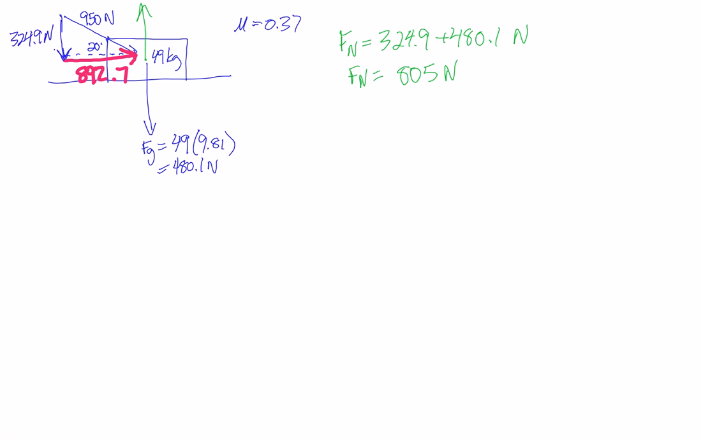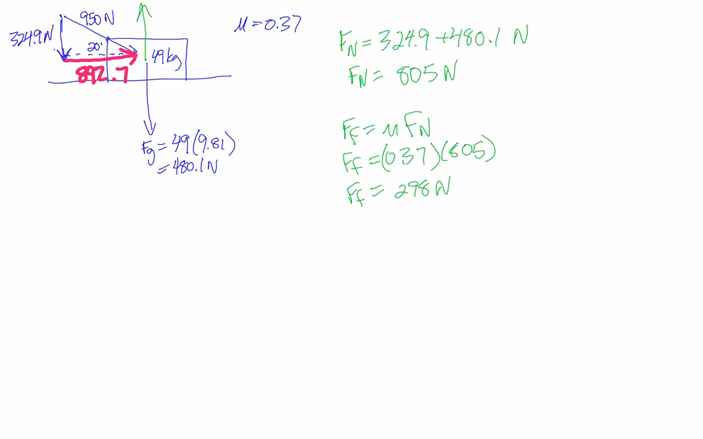Now the question is, how do we get the force of friction? We can calculate that using our new formula. It'll be 0.37 times 805, which will equal 298. Okay, so there's our calculation.